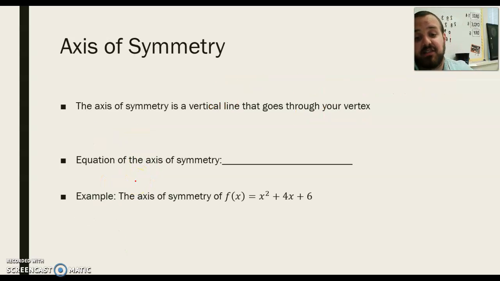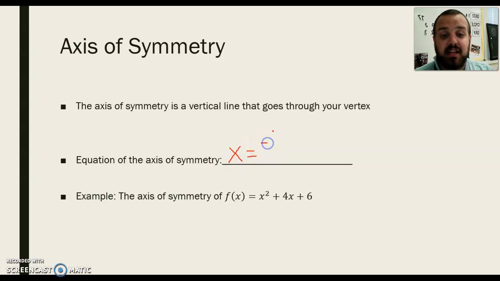Last but not least, we have the axis of symmetry. The axis of symmetry is actually pretty easy because if you found your vertex, you get your axis of symmetry for free. It is a vertical line that goes through your vertex. Vertical lines, if you remember, are of the form x equals a number. In this case, to find that axis of symmetry, it's going to be x equals negative b over 2a. It's going to go through the x value of your vertex. So if you have your vertex, whatever that x value is that you found, x equals that x value will be the equation of the vertical line that goes through that point.